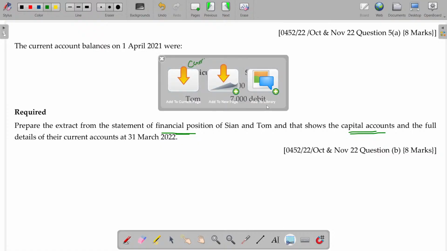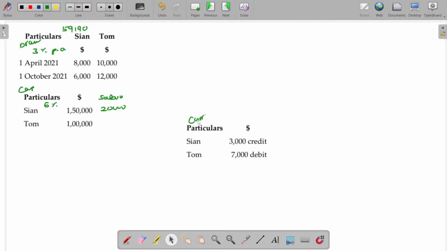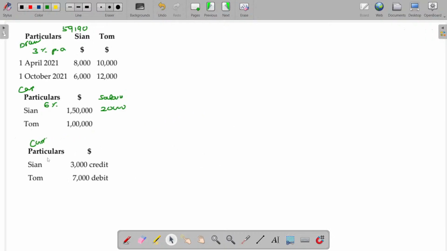So you have to prepare the appropriation account and then the balance sheet extract showing the capital accounts only. Let's start. Appropriation account. Profit for the year: 59,190.